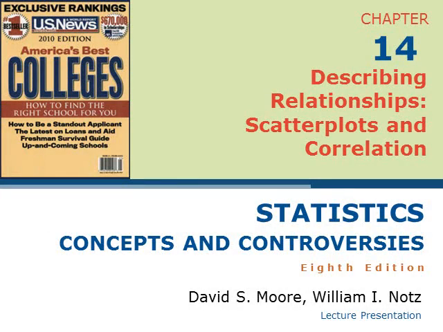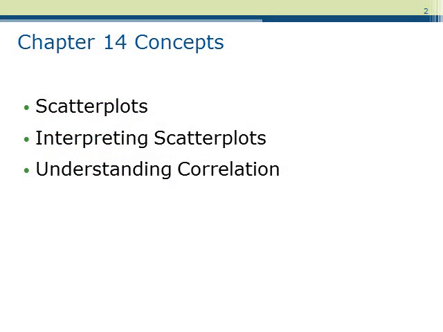In Chapter 14, we will investigate the relationship between two quantitative variables using a scatter plot, which is a type of graph, and the correlation, which is another numerical quantity. These are the concepts that we will discuss in Chapter 14: scatter plots, interpreting scatter plots, and understanding correlation.